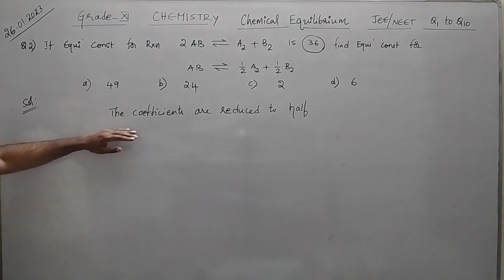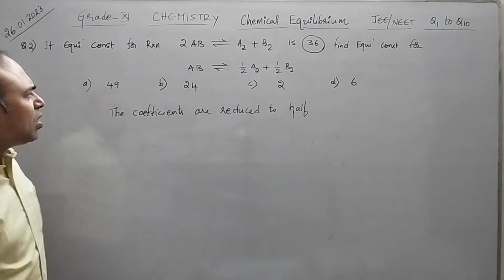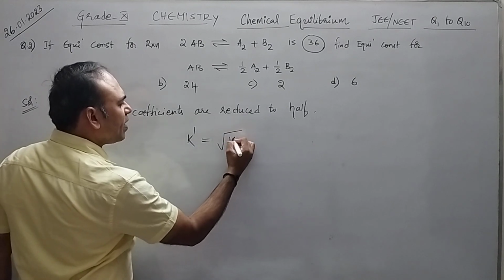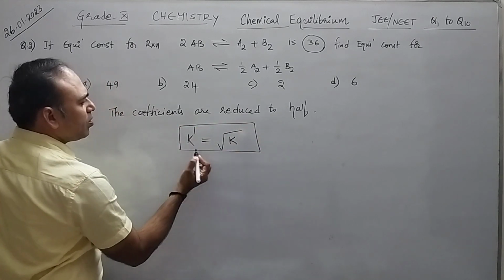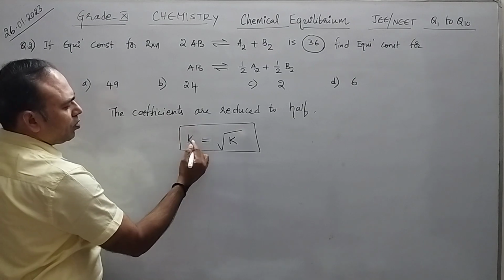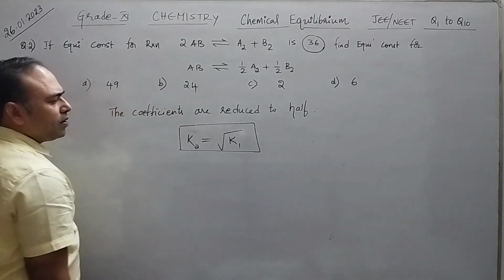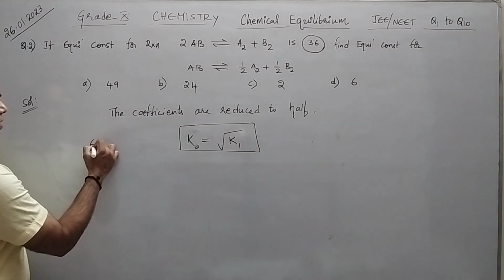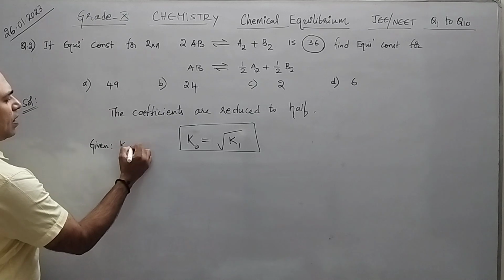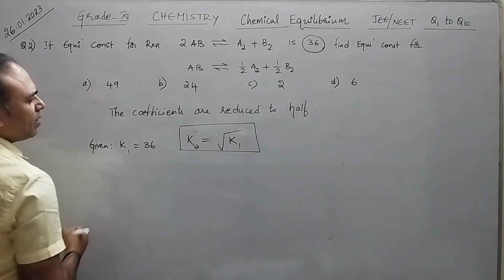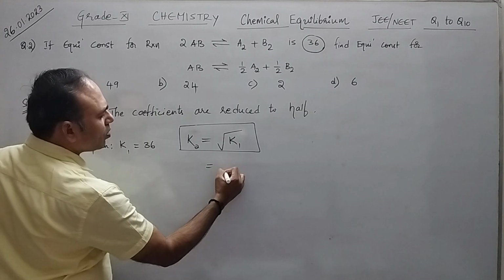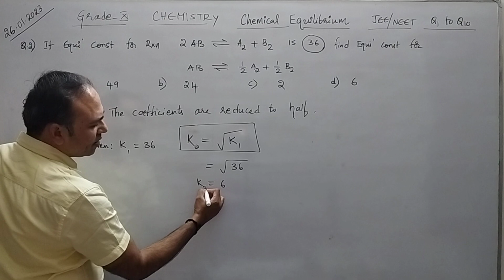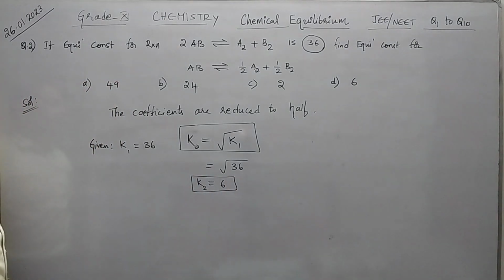So if the coefficients, the number of moles, are reduced to half, you have this equation, that is K dash is equal to root of K. Or you can write, if it is K2, K2 is nothing but root K1. So straight away a very simple question. What is given here? Given K1 is equal to 36, therefore what will be K2? K2 is equal to root of K1, so root 36 is nothing but 6. So you can write K dash or K2. Hope you have understood this, very simple.